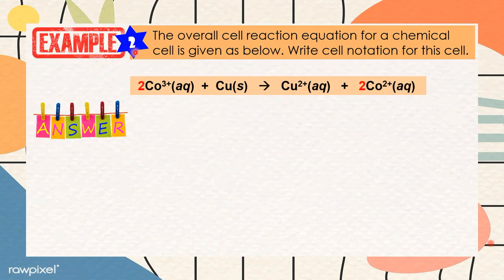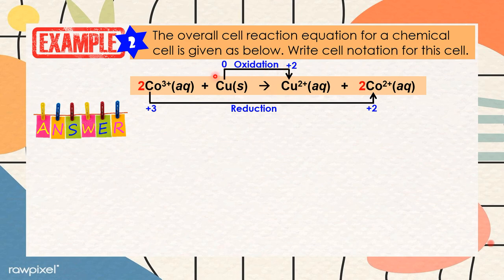Okay, for example number 2, the overall cell reaction equation for a chemical cell is given as below. Write the cell notation for this cell. So this is the overall equation. By using this overall equation, you have to identify the oxidation and reduction reactions. Based on the species Co3 plus and Co2 plus, there is a decrease in oxidation number from positive 3 to positive 2. So Co3 plus undergoes reduction and reduction occurs at the cathode. For copper and copper 2 plus, there is an increase in oxidation number from 0 to positive 2. So therefore, copper undergoes oxidation and oxidation occurs at the anode.